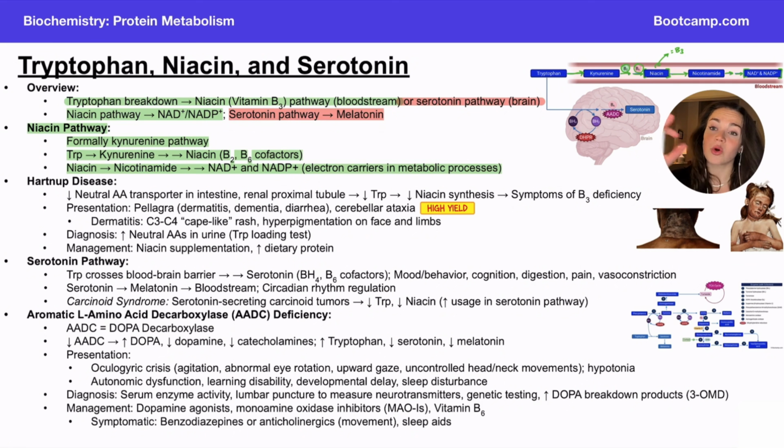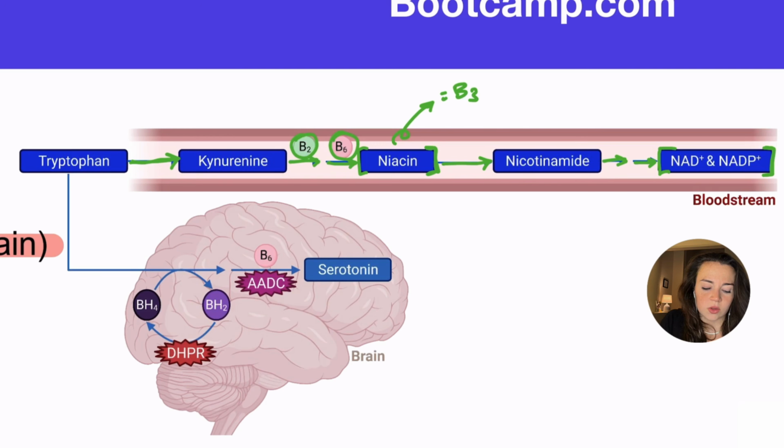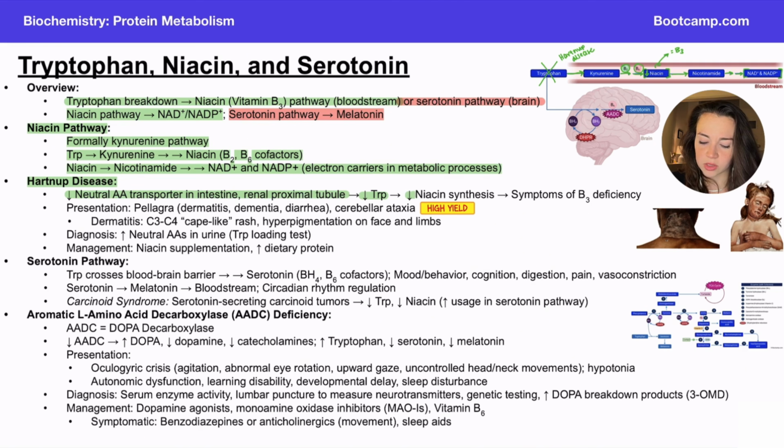Let's talk a little higher order now about what you are very likely to be tested on, the clinical implication of this, which is Hartnup disease. Hartnup disease is a disease where there is a deficiency in the neutral amino acid transporter in the intestine and the renal proximal tubule. So tryptophan is a neutral amino acid that would be taken into the body through these transporters. And in Hartnup disease, we don't have these transporters. What that means is that patients with Hartnup disease have a deficiency in tryptophan. So low tryptophan in Hartnup disease will lead to decreased niacin downstream, right? No niacin synthesis without its precursor tryptophan.